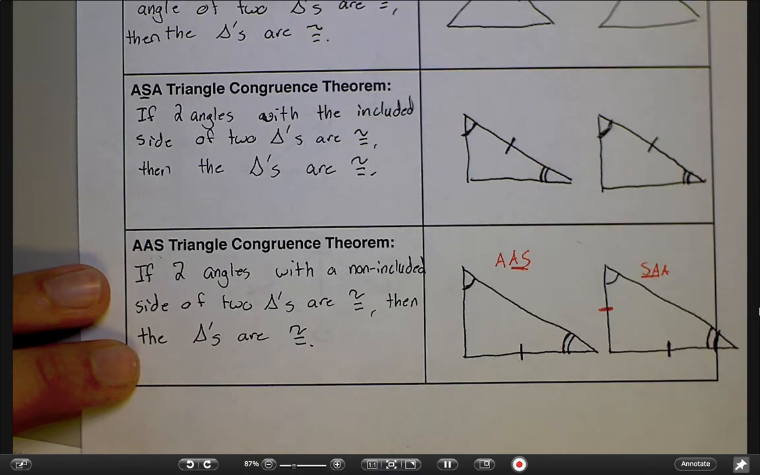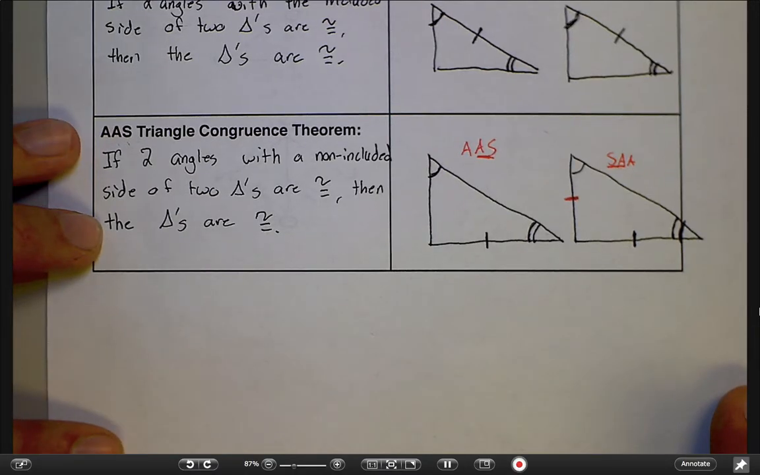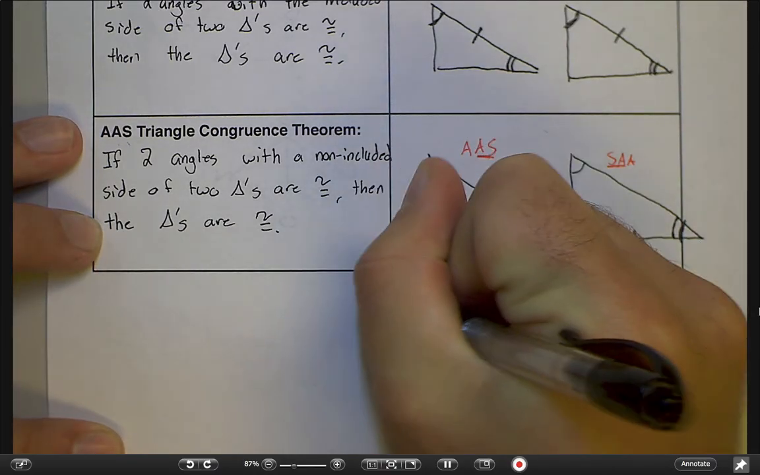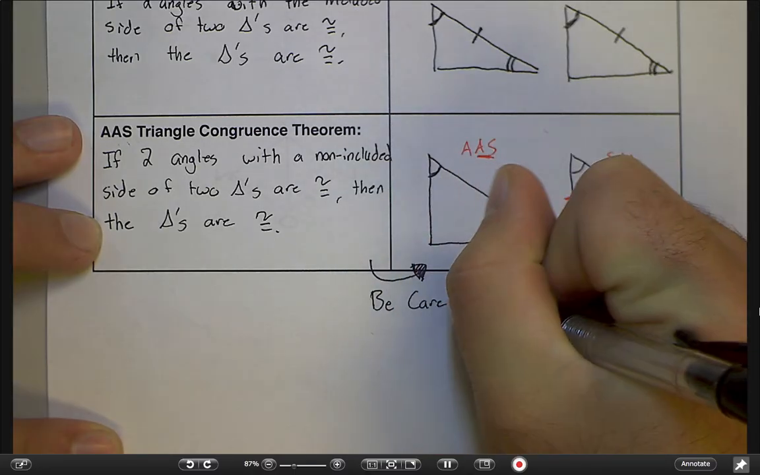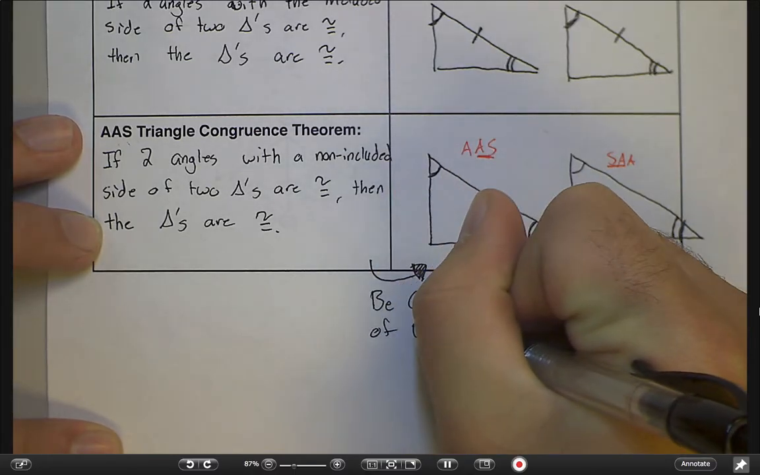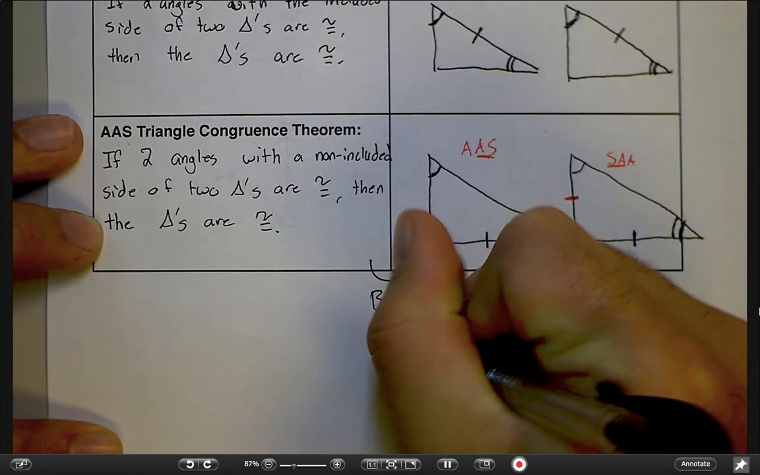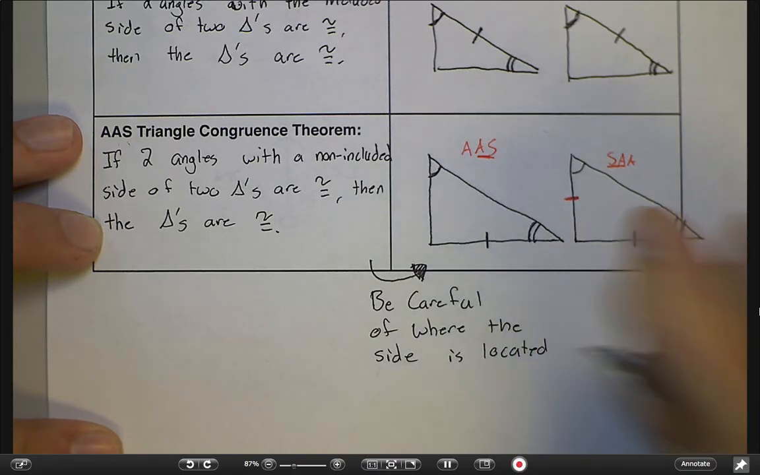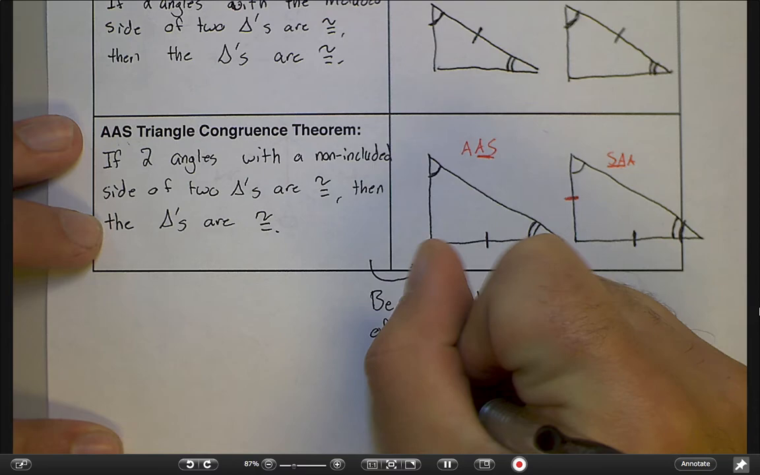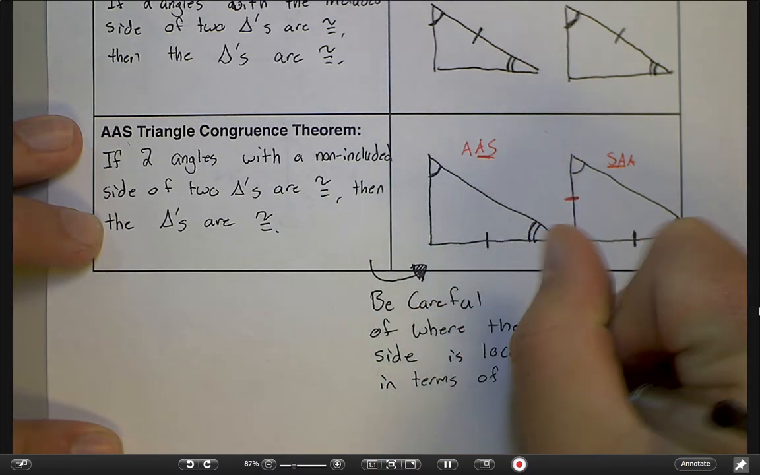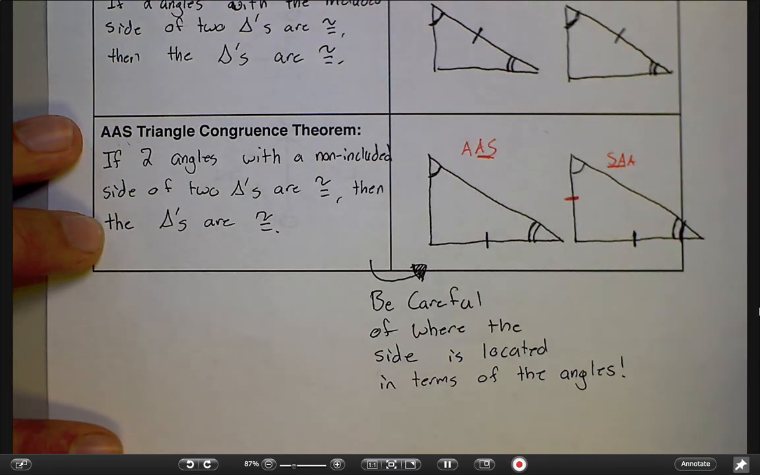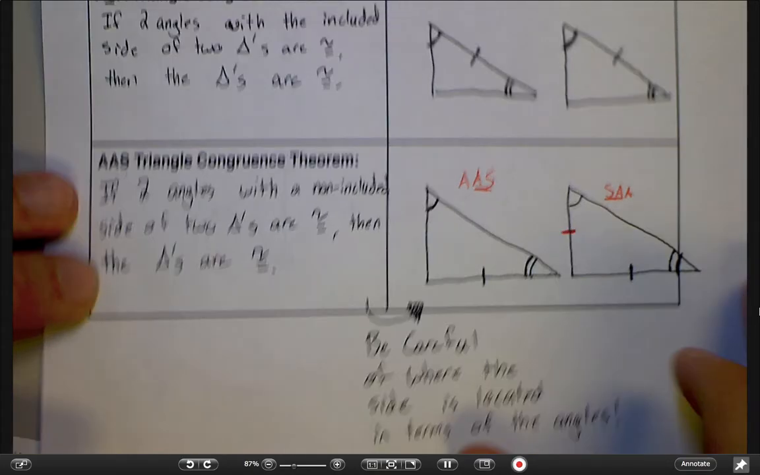Okay, so that is just a quick warning here, and I'm going to put that down here on the bottom as well. So I'm just going to put a little arrow over to this picture, and I'm going to say be careful of where the side is located in terms of the angles. So again, I have to be next to the same angle. I cannot switch which angle I'm next to. Okay, so those are our four theorems.